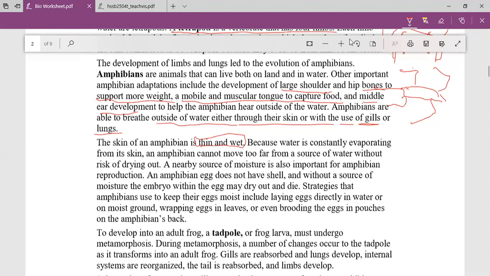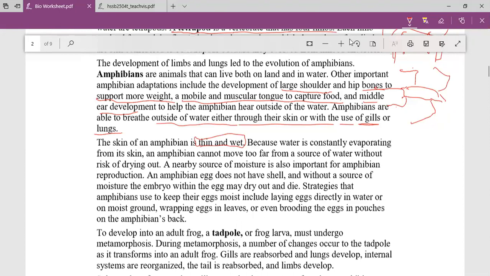An amphibian egg does not have a shell, and without a source of moisture the embryo within the egg may dry out and die. This is the reason why the eggs of amphibians must be laid in a wet place. There's no shell for it, so the embryo inside can easily dry out and die if there is no moisture. This is one of the major reasons why amphibians have to be around the water.